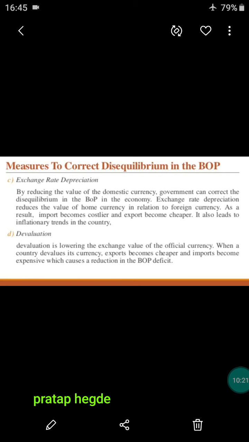The next measure is devaluation. Devaluation is lowering the exchange value of the official currency. When a country devalues its currency, exports become cheaper and imports become expensive, which causes a reduction in the balance of payment deficit. So whenever in a country, if the goods and services are available at a cheaper rate, more customers tend to approach that country, and in that way its exports will be greater than its imports.